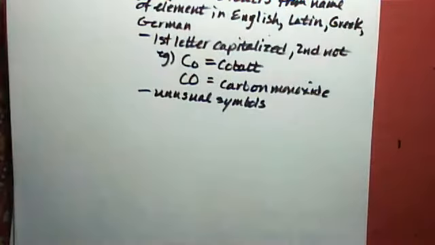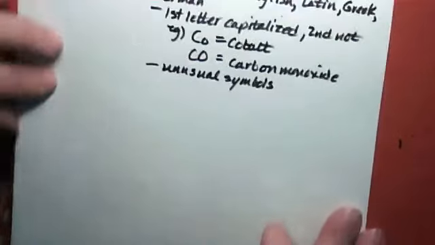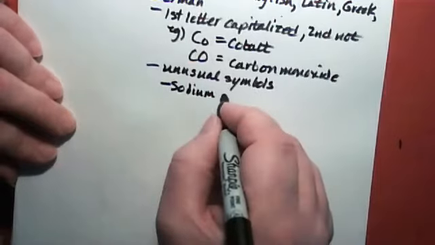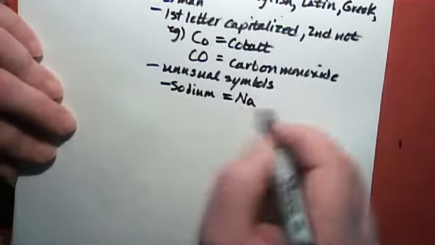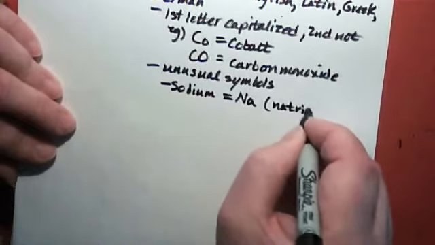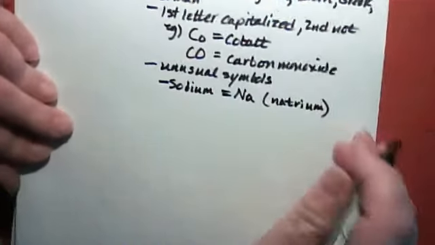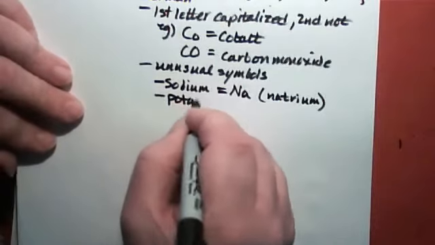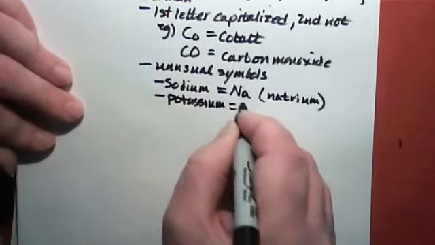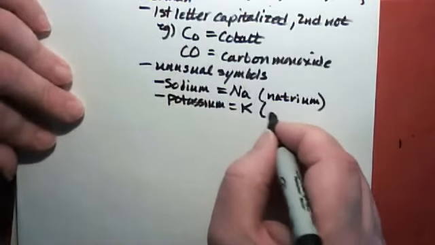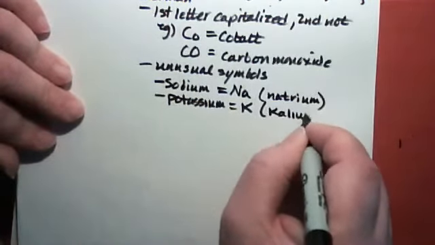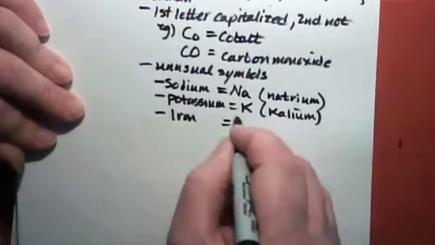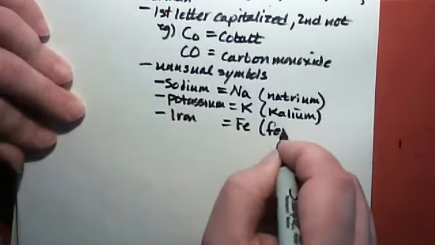Sorry about that. So let's see, we've got sodium. The symbol for sodium is Na. That's because in Latin it's called natrium. And potassium has the symbol of K because in Latin it's kalium. Iron has a symbol of Fe because in Latin it's ferrum.